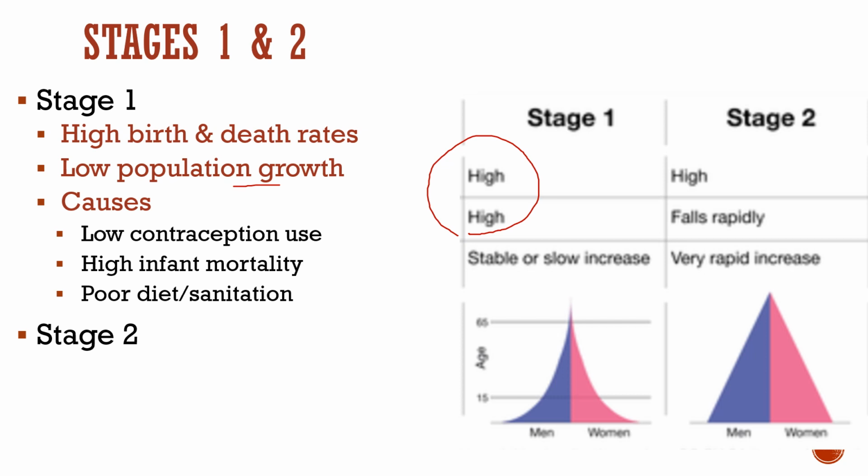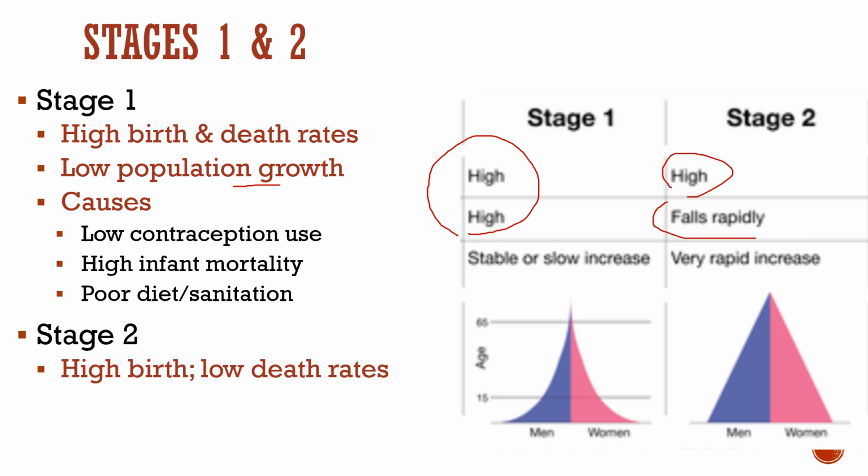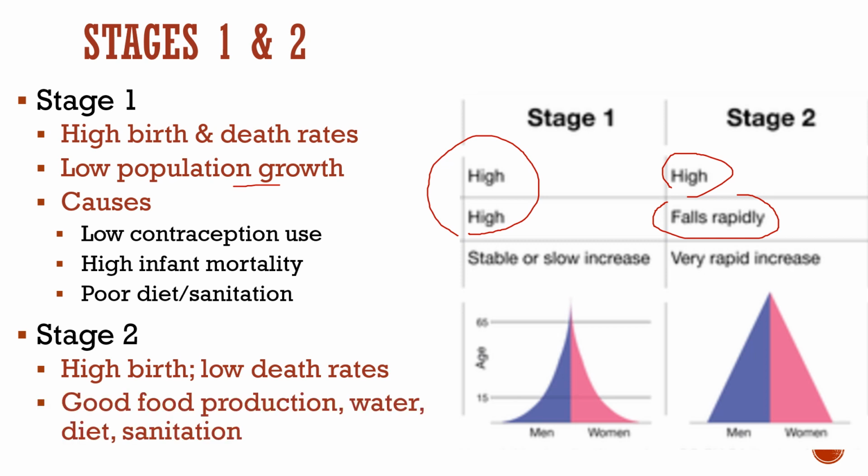And then as we moved into stage 2, here we still have that high birth rate, but now the death rate is starting to fall. So they're starting to live longer. That's going to lead to a rapid increase in the population because, again, lots of people being born, not a lot dying, a huge increase in our population.